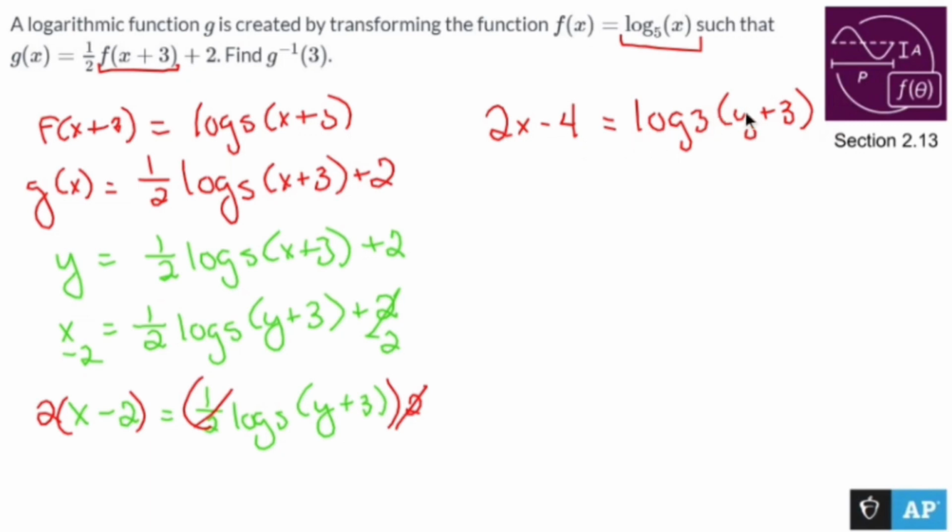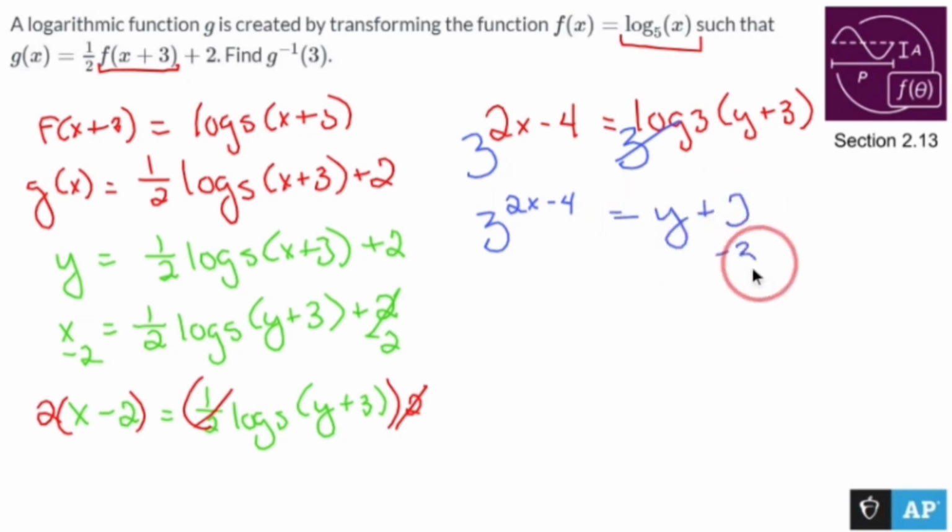Now I have to solve for y, and y is inside of a log. That's no good. I have to get rid of that log. How can I get rid of a log base 3? Take 3 to the power of both sides, and that gets rid of the 3 in the log base 3. And now I have 3 to the 2x minus 4 equals y plus 3.